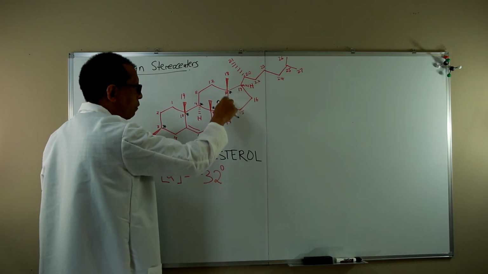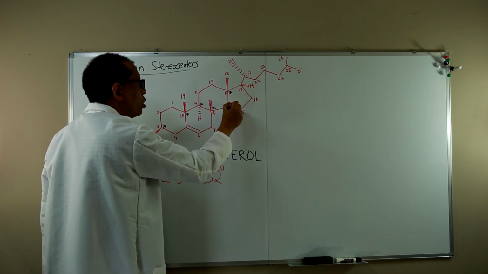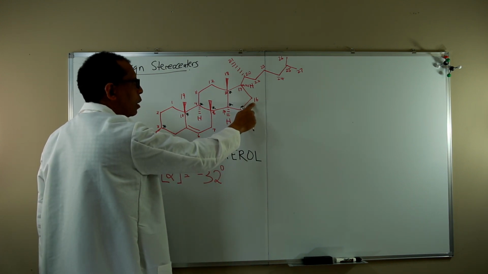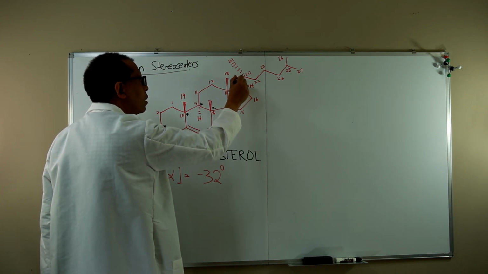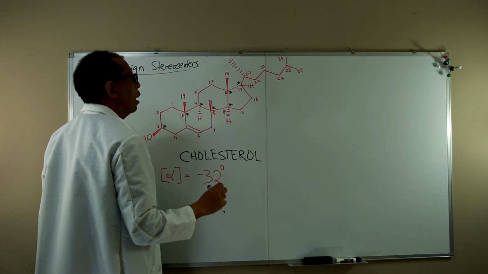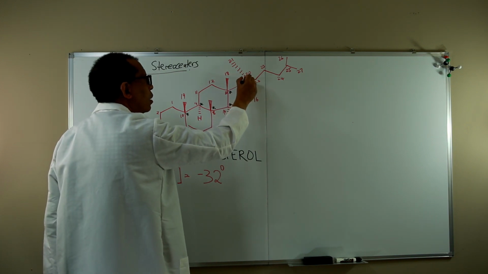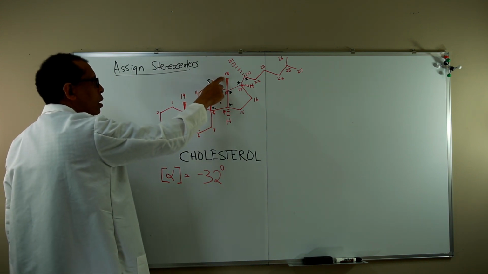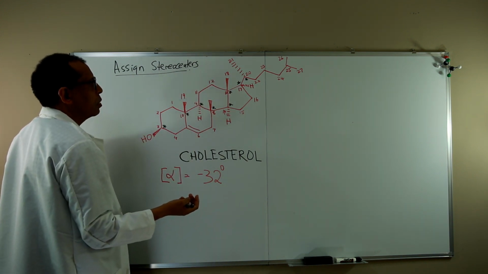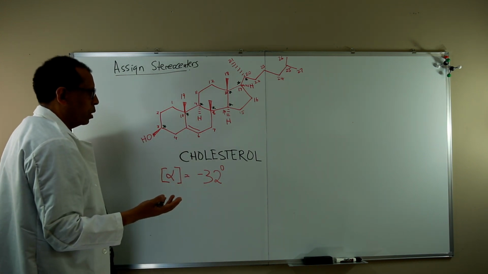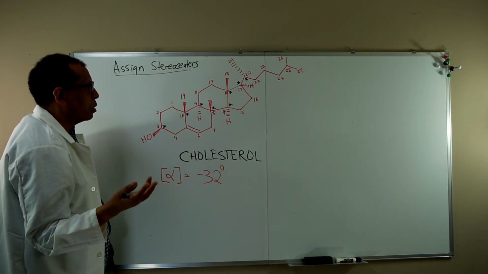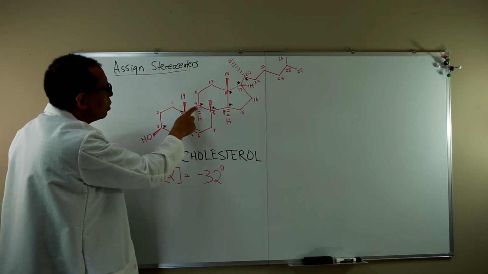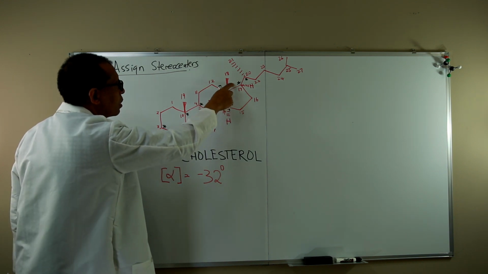14, going down here sequentially, is a stereogenic center. 15 is not. 16 is not. 17 is a stereogenic center, and now 20 is a stereogenic center. Obviously 18 and 19 are CH3. CH3 cannot be a stereogenic center. Now if we were to count the number of stereogenic centers, we would have 8 of them. 1, 2, 3, 4, 5, 6, 7, 8.